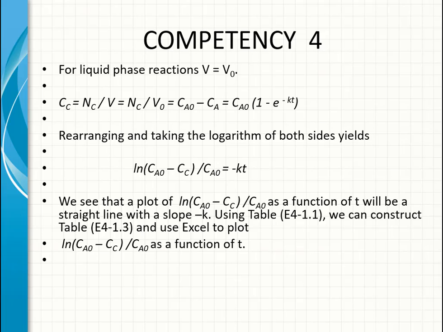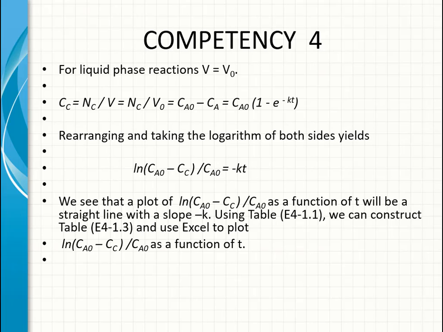Rearranging and taking the logarithm of both sides, we will have that natural log of Ca0 minus Cc divided by Ca0 equal to minus kt. So we see that a plot of natural log of Ca0 minus Cc divided by Ca0 as a function of t will give us a straight line with a slope of minus k, where k is the rate constant that we want to obtain.